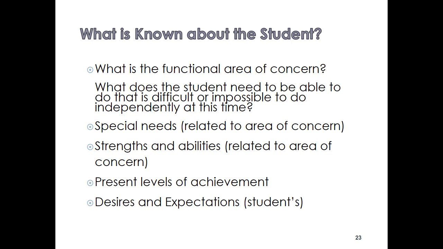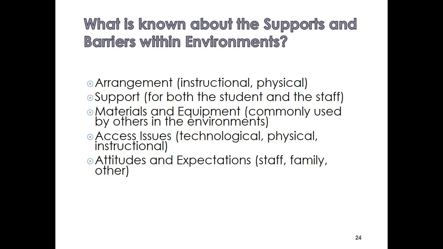What are the present levels of achievement, and then what are your outcomes? What are you trying to do? What is your goal? Is it to increase reading speed, comprehension, or fluency? What are some of those goals that you need to have in mind about the student? And then what is known about the supports and barriers that happen to be in that environment?